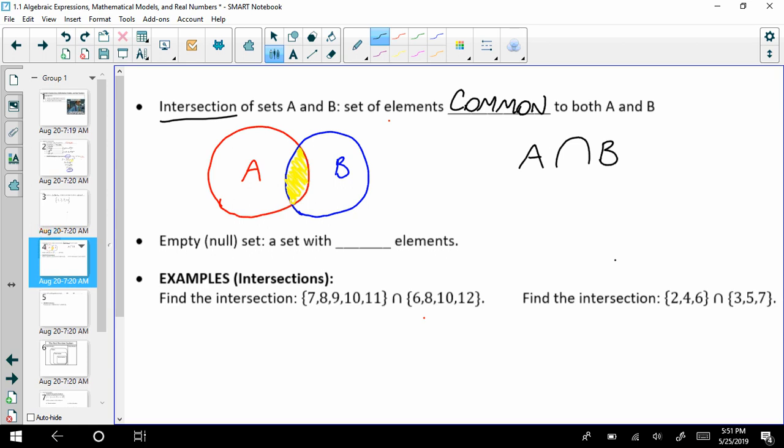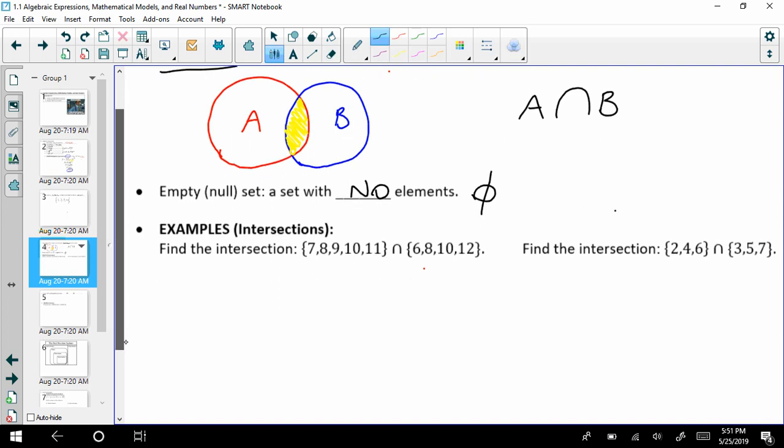So what if we have 2 sets that have nothing in common? They don't share anything. Well, then we will often have what's called an empty or a null set. And this is a set with no elements in it. It's empty. The symbol for this empty set looks like a circle with a slash through it. So let's try an example here so it hopefully makes more sense.